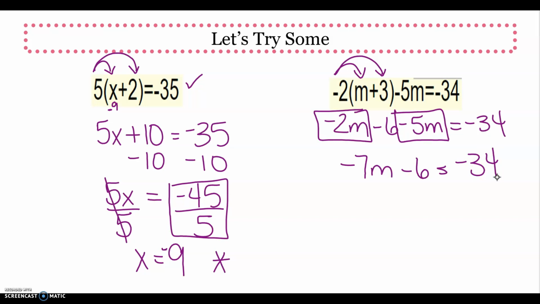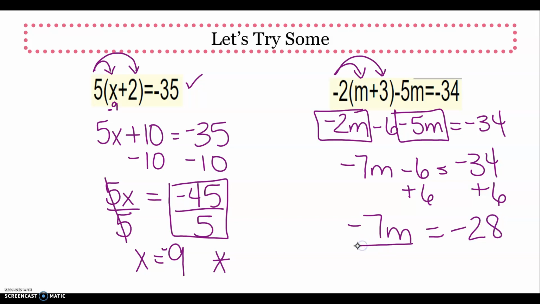So now I am ready to solve my equation, working farthest away from the variable first, so plus 6 on both sides. I'm left with negative 7m is equal to, here I have different signs, so subtract. So I'm going to be left with negative 28.